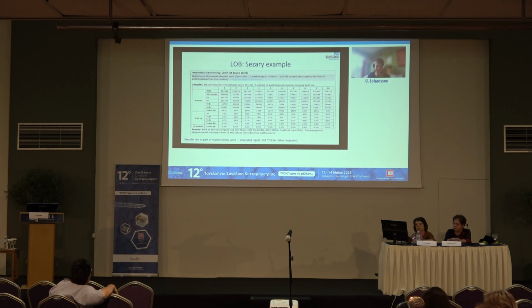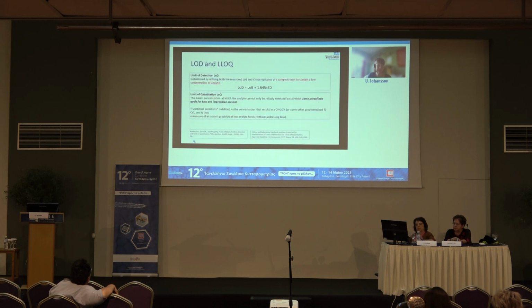Yeah, this slide is just an example for how we collated data. So in the interest of time, I might move to the next slide. Because the next thing up is, of course, the limit of detection and the lower limit of quantification. And it's quite straightforward. The limit of detection is based on the limit of blank, and then you add this factor, 1.645, times the standard deviation of a sample with a low concentration of analyte.